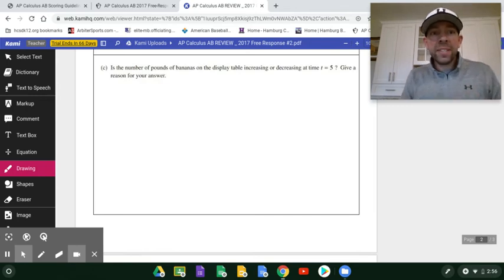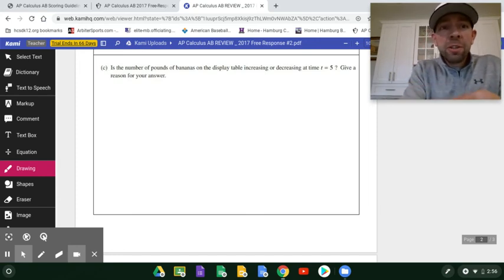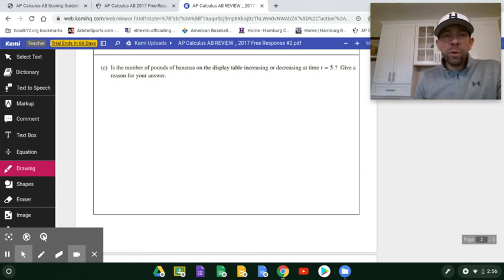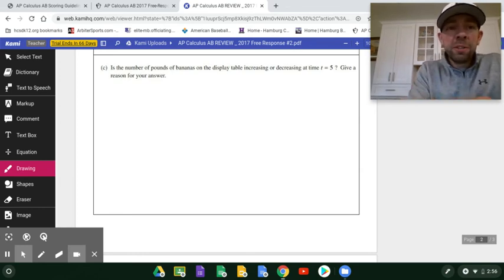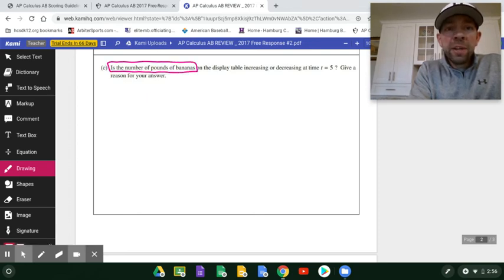Moving on to part C, they asked, is the number of pounds of bananas on the display table increasing or decreasing at t equals 5? So the first thing, I might go a little bit overkill on this one, but I think it's going to be worth it. Hopefully it deepens your understanding of this process. I want to try to write a function that models the number of pounds of bananas that we have.